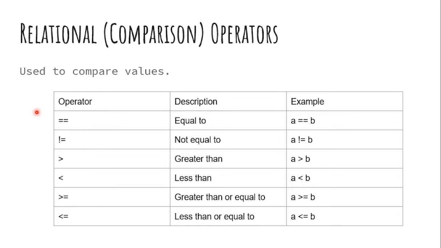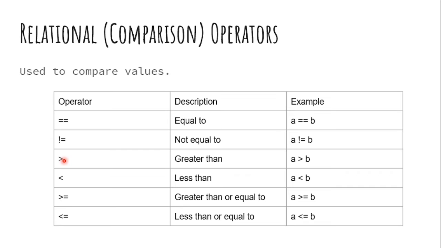This is the operator that is equal to. It tells that both variables should be equal. If both values are equal, then it returns true. The not equal operator tells that both values should be not equal, then it returns true. The greater than operator tells that one of the values should be greater, then it returns true.